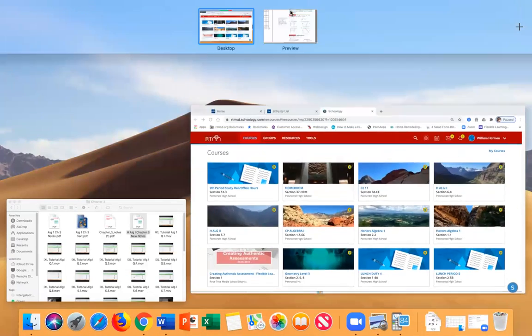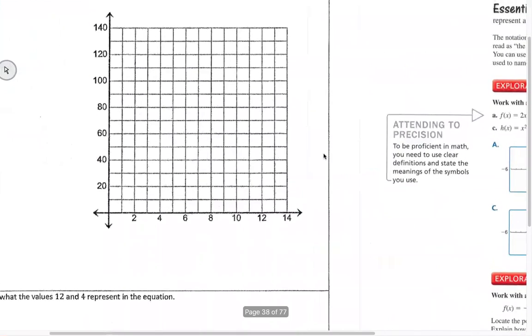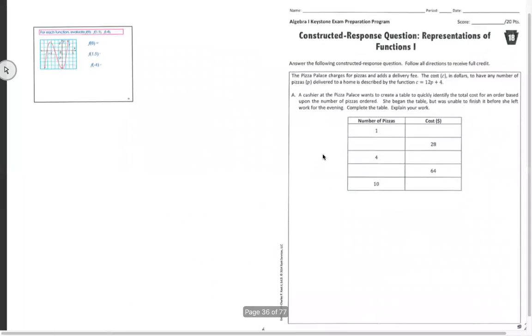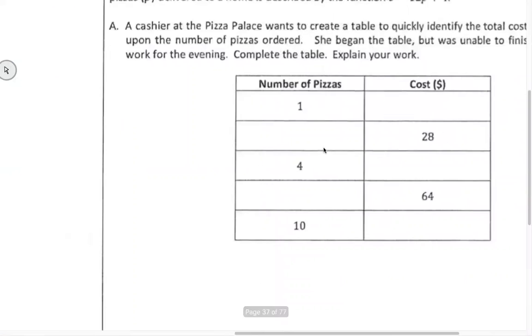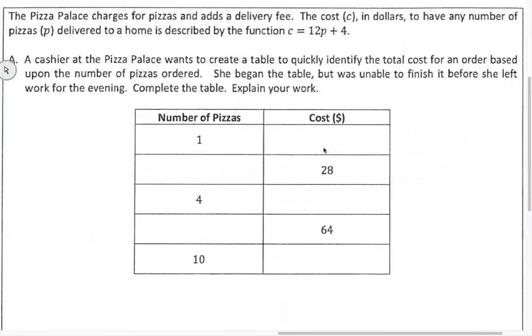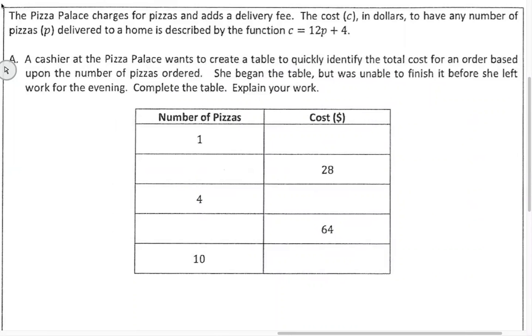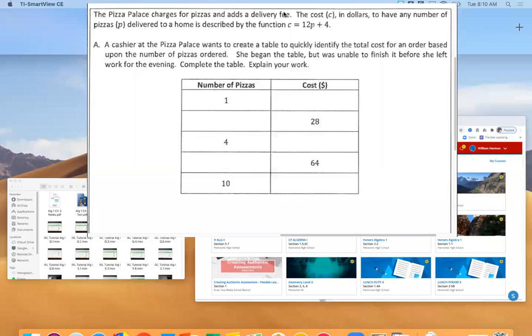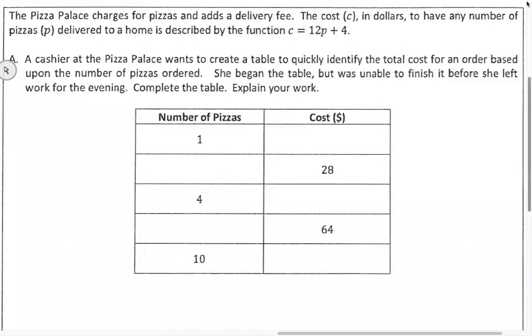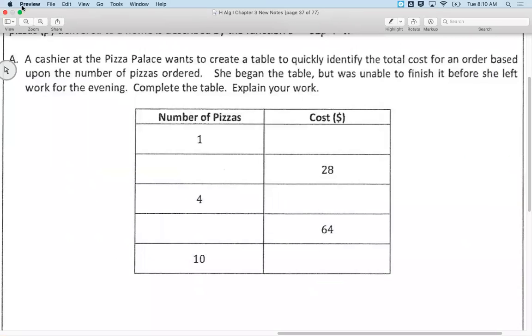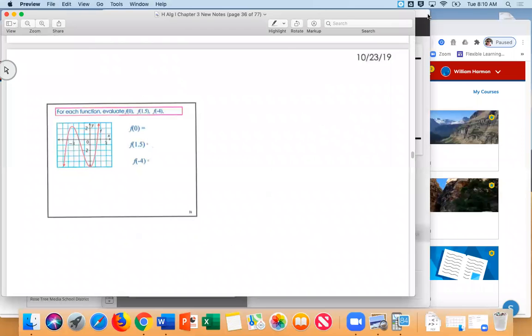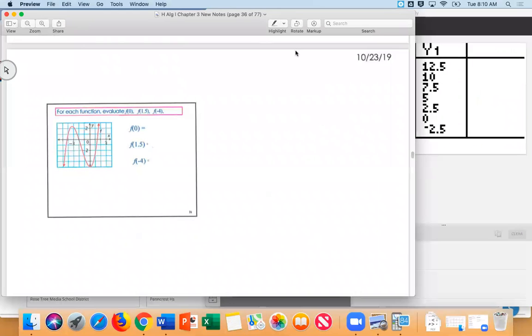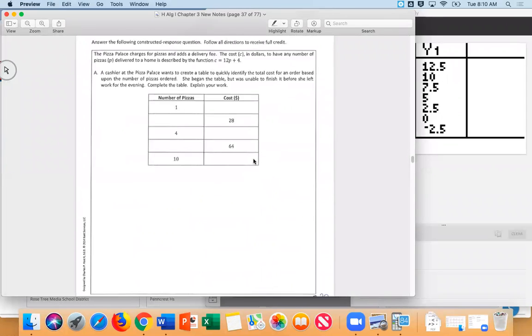Uh-oh. Is this gonna pop up? Nope. All right, here we go. All right. Let me see if I can get this situated for you guys.